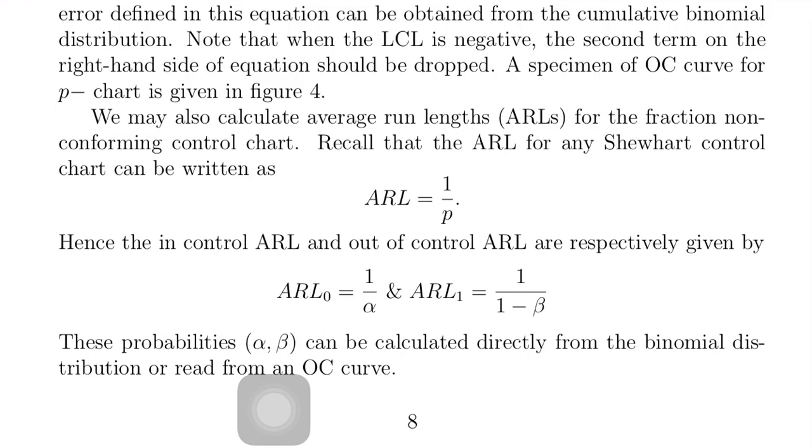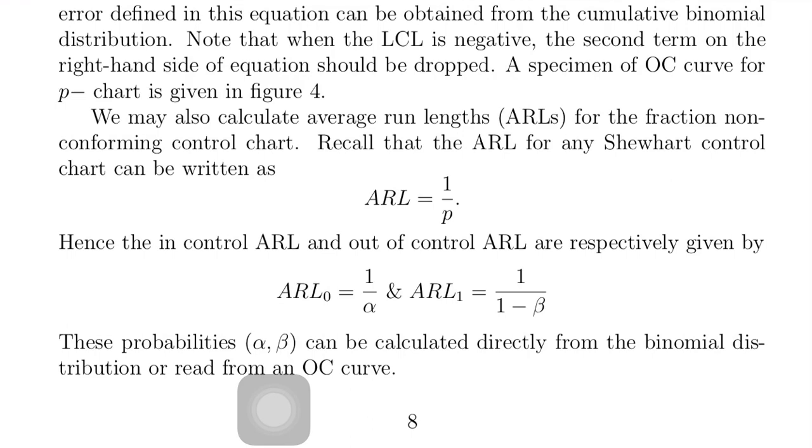And 1 minus beta is the probability of rejecting H0 when H1 is true. That is, rejecting H0 means what? What is our null hypothesis H0 here? That the process is in control. So we reject that the process is in control when really the process is out of control. So you can see that this is 1 minus beta. All these things we have discussed earlier while discussing the ARL of the X bar chart.